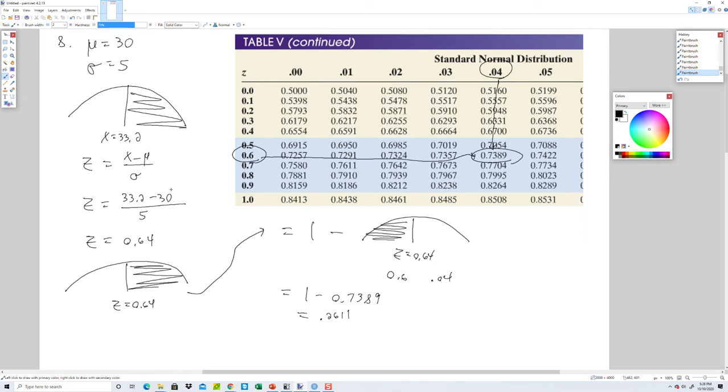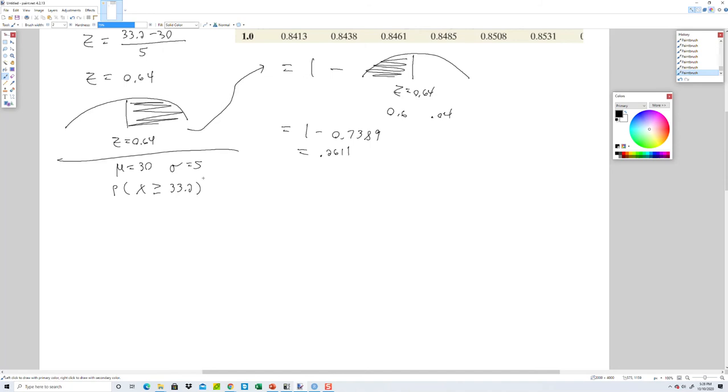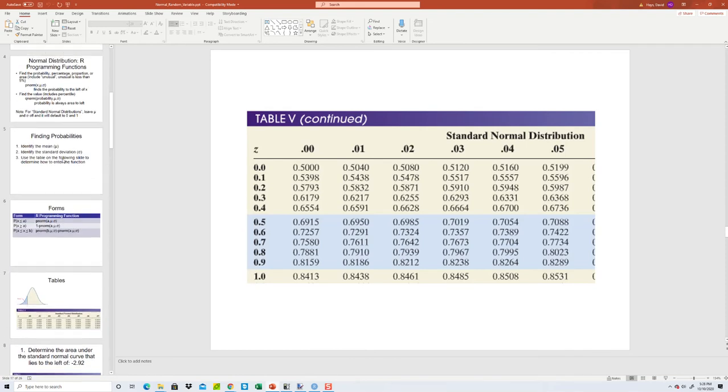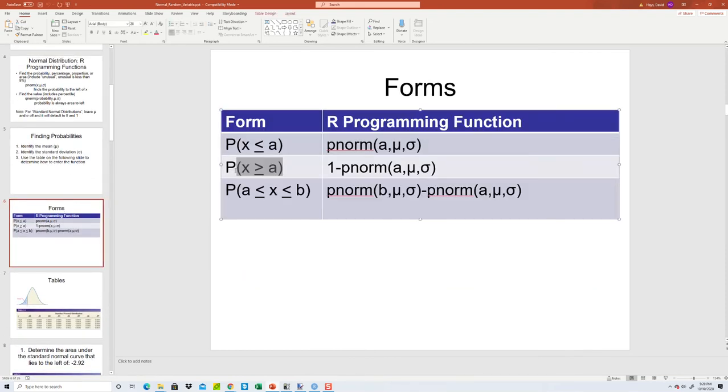Okay, so let's back on up here. We're going to do it via R, which is easier. Mu is equal to 30, sigma is equal to 5. We're trying to find the probability that x is greater than or equal to 33.2. Again, it could be greater than or equal to or greater than. It's still the same principle. Now, this is going to be our A. And what I'm going off of is back to our table. Greater than or equal to right here. A is what follows your greater than or equal to symbol.